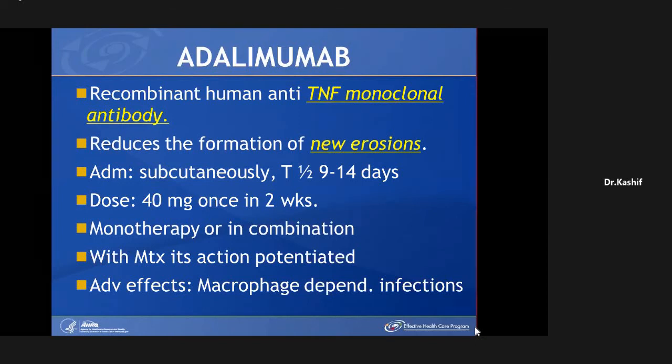All of these biological DMARDs are given parenterally. The reason we call classical DMARDs oral DMARDs is because they are given orally, whereas these biological DMARDs are parenteral therapy. It is given subcutaneously, and the half-life is about 9 to 14 days. A dose is there, but the dose is not very important. In pharmacology, we do not discuss the dose much. It can be used as monotherapy or in combination, and with methotrexate its action is potentiated. So you can also combine it with the classical DMARDs. I told you that DMARDs are usually given in combination. One drug is a classical DMARD, and the other we can combine with any other drugs.